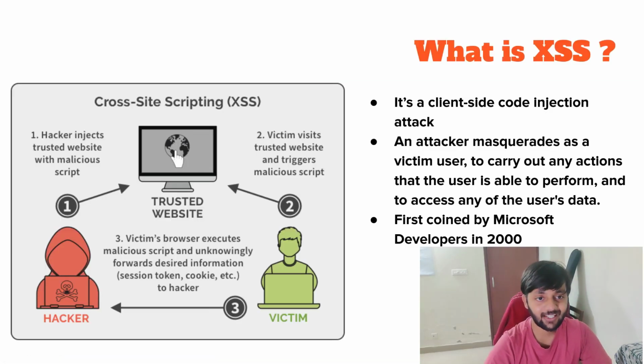So first question is, what is XSS? If you look at the graphic on the left side, you can see there's an attacker. He injects some script into a trusted website, and a victim who visits that website, because the script is already in that website, that malicious script gets injected onto the victim and it gets executed in the victim's browser. So basically it's executed in the victim's context. So that is cross-site scripting. Using a website, the attacker's code reached the victim's browser and then it got executed. So it's basically code injection. It was first coined by Microsoft developers in the year 2000.